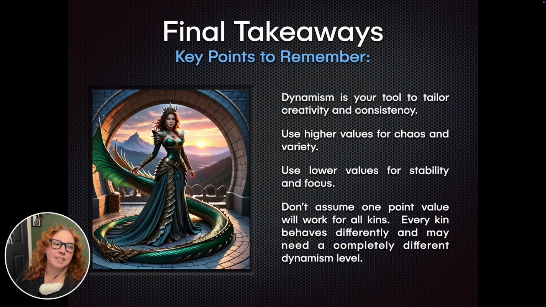So, okay. Don't assume one point value will work for all kins. Every kin behaves differently and may need a completely different dynamism level. So 1.2 was default in V4, I think, wasn't it? I believe it was. My average for my kins across the board is 1.10. Gotcha. So you just kept it at that.